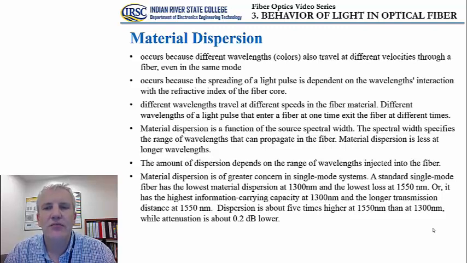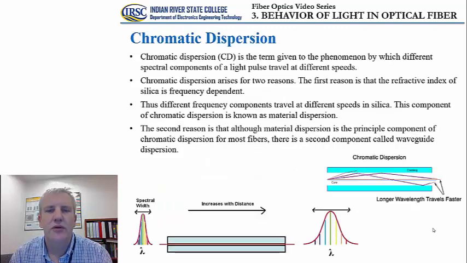In other words, the modes or the light at different wavelengths is going to be traveling and reaching the other end of the optical fiber at different times, causing so-called material dispersion. Another word for material dispersion is also chromatic dispersion. So some use chromatic dispersion to describe the material dispersion. So chromatic dispersion is the term given to the phenomenon by which different spectral components of light pulse travel at different speeds. So it's shown more graphically on this specific slide.